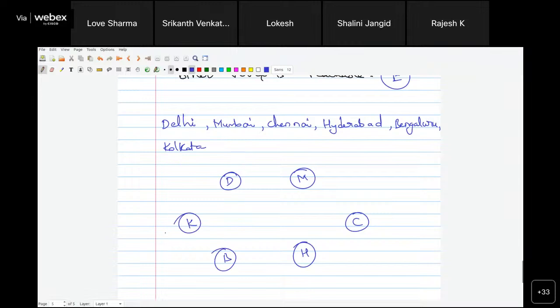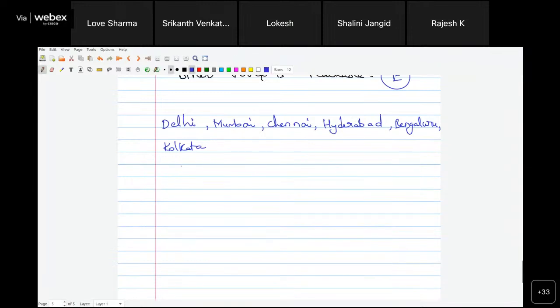Okay. So we will represent it like this. And the next thing is we will add: if there is a direct flight from Delhi to Mumbai, then there will be a directed edge connecting D and M. But before the graph, let me first give you which cities have direct flights.